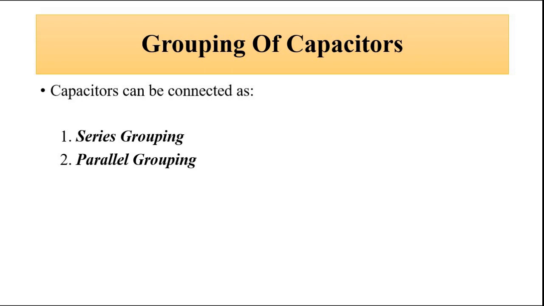So next is grouping of capacitors. The different ways in which multiple capacitors can be connected. There are two ways in which they can be grouped, similar to resistors. First is series grouping, next is parallel grouping. So, series grouping of capacitors.